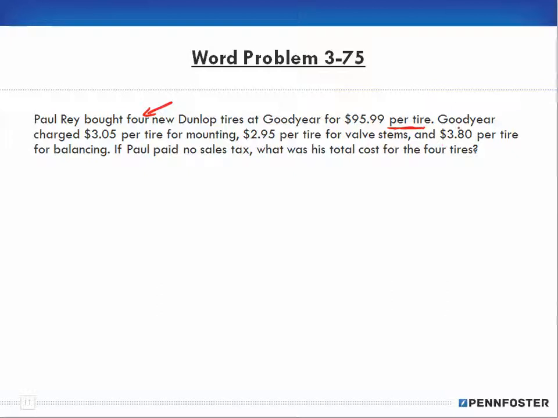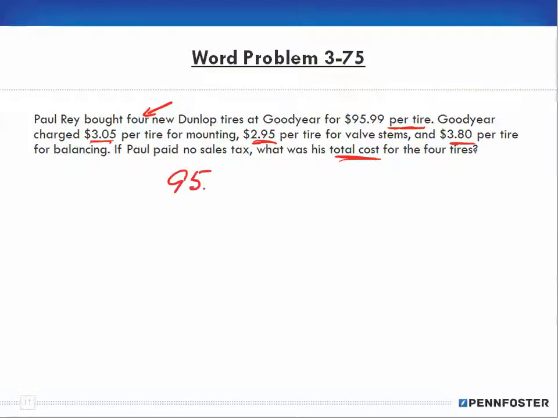It says Goodyear charged $305 per tire. So now it sounds to me like we're going to get a bunch of add-ons here. $295 per tire for mounting, $295 for valve stems, and $380 per tire for balancing. So instead of multiplying 4 times each one of those numbers, it makes sense for me to add them all up, come up with a per tire cost, and then multiply that by 4. But let's see what the question is asking. If Paul paid no sales tax, what was his total cost for the 4 tires? By proactively thinking about the problem, I was able to figure out what was going to be asked. So I need to find out what my per tire cost is.